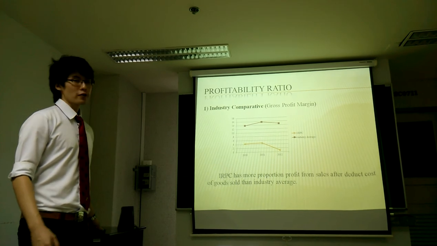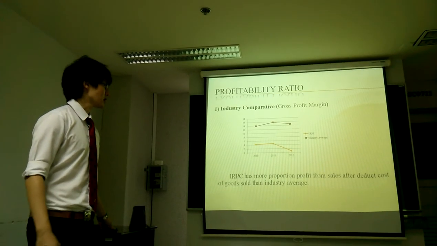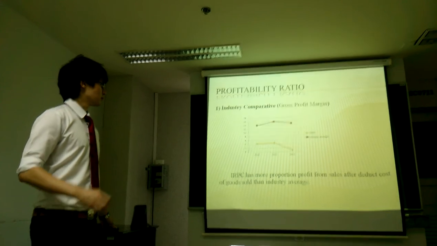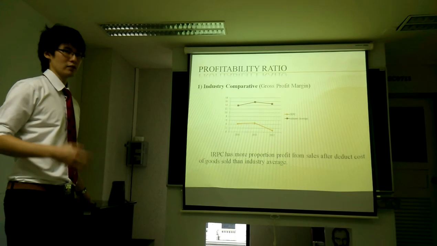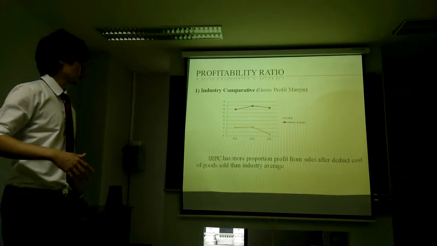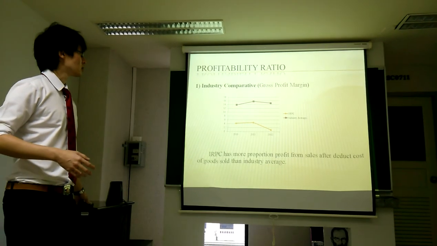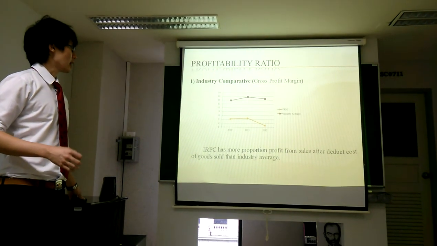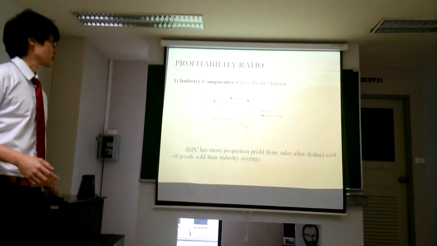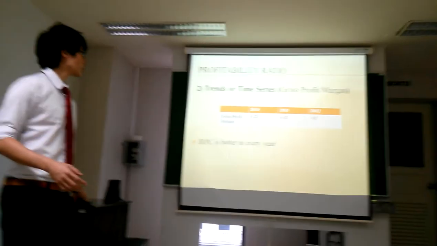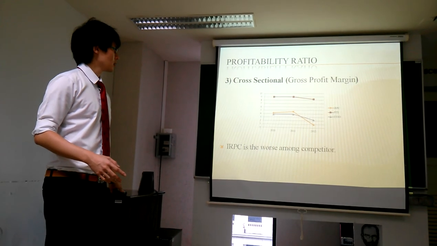And for the profitability ratio, the gross profit margin is the ability of the firm to generate profit from its sales. As we can see, IRPC has lower ability than the industry average, but it becomes better in every year.